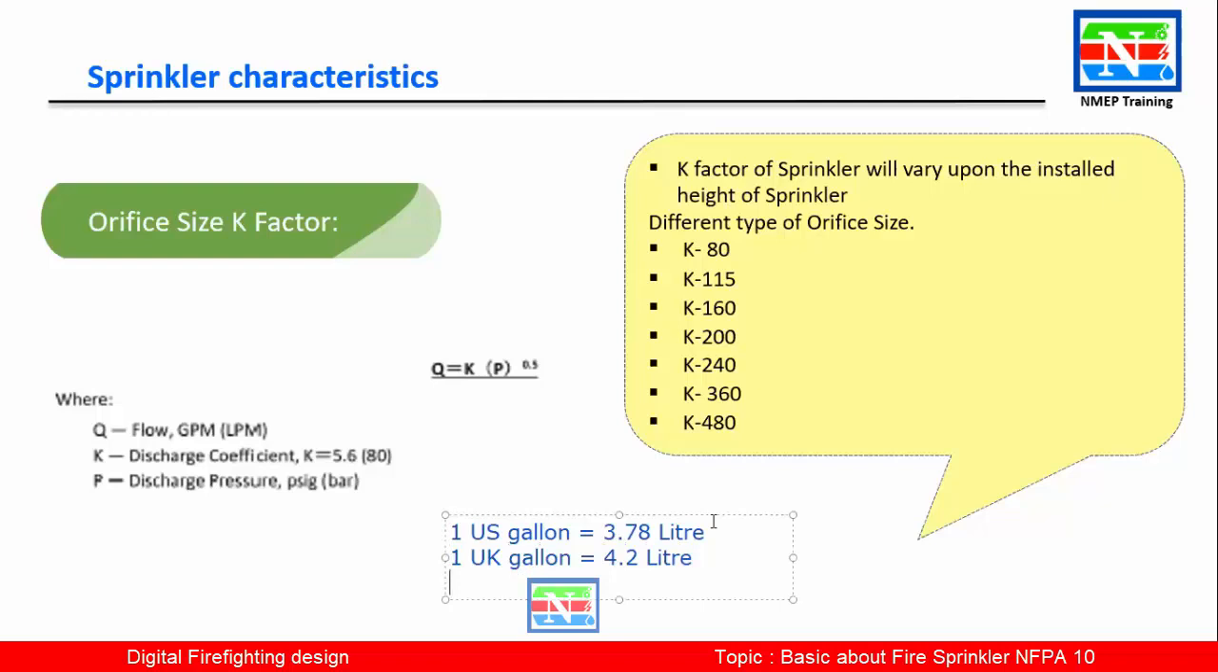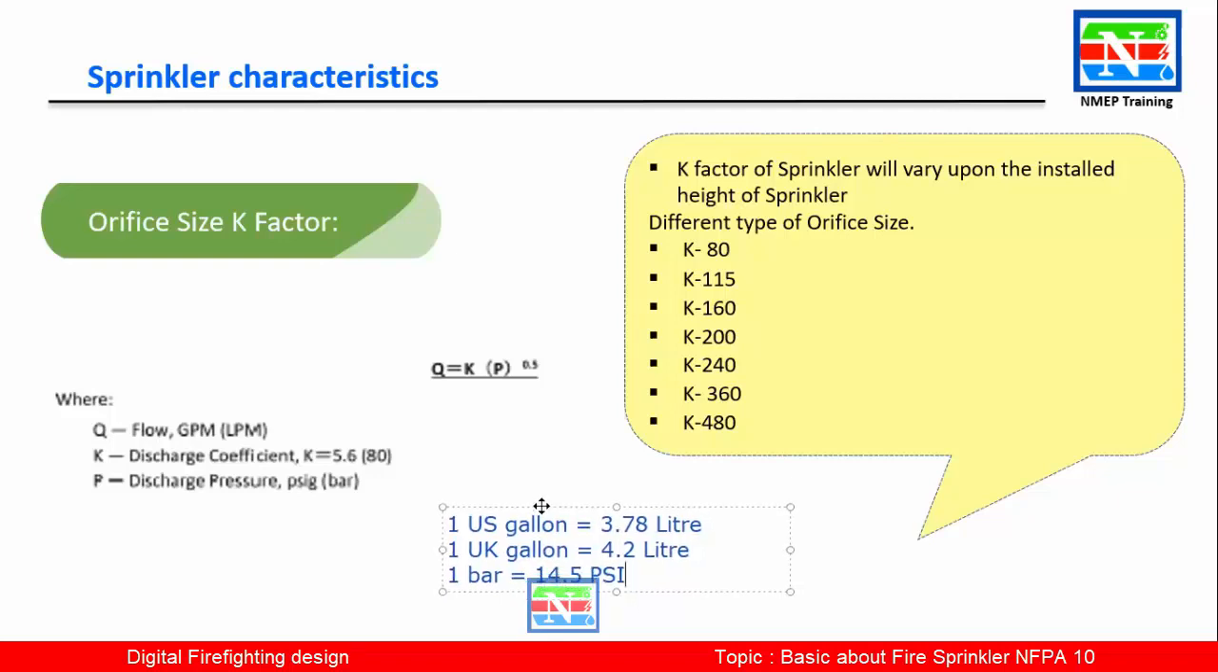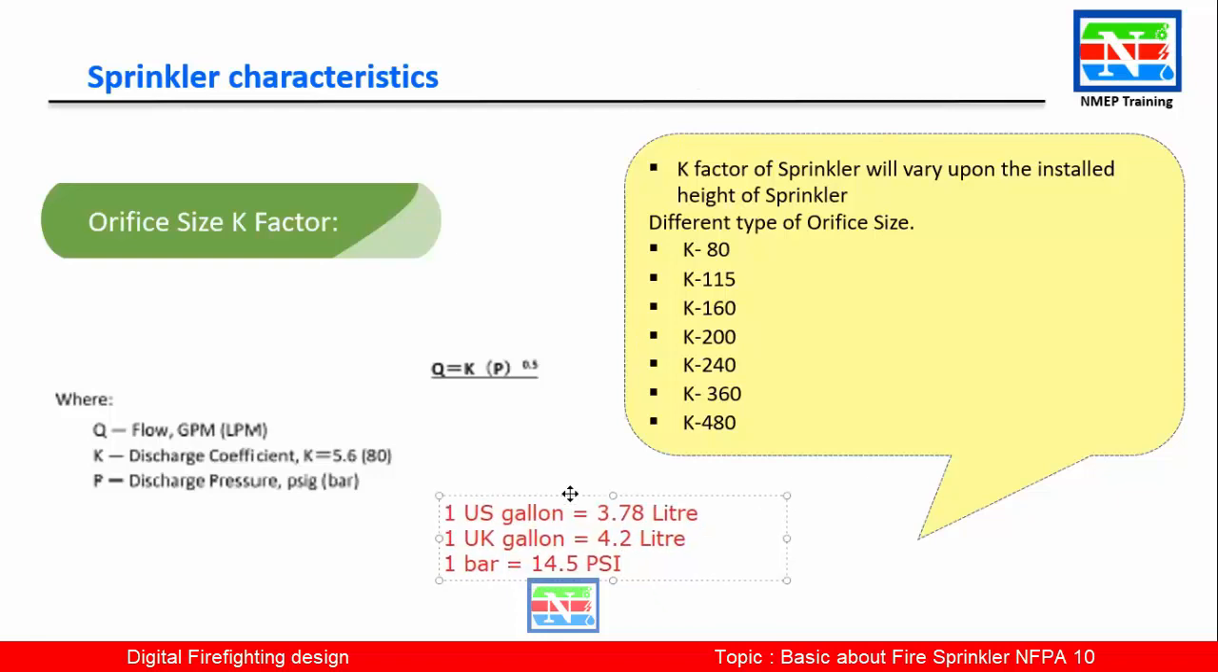Next is 1 bar, how much PSI? 14.5 PSI. And 1 PSI is equal to 0.0689 bar, because we are converting PSI to bars. Okay, so this conversion is clear.